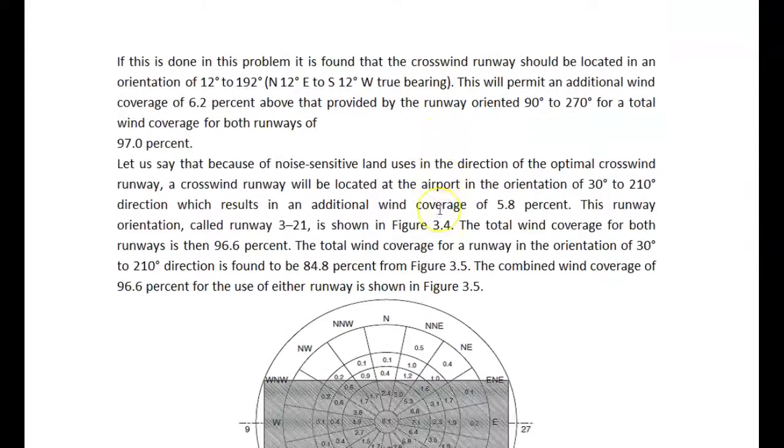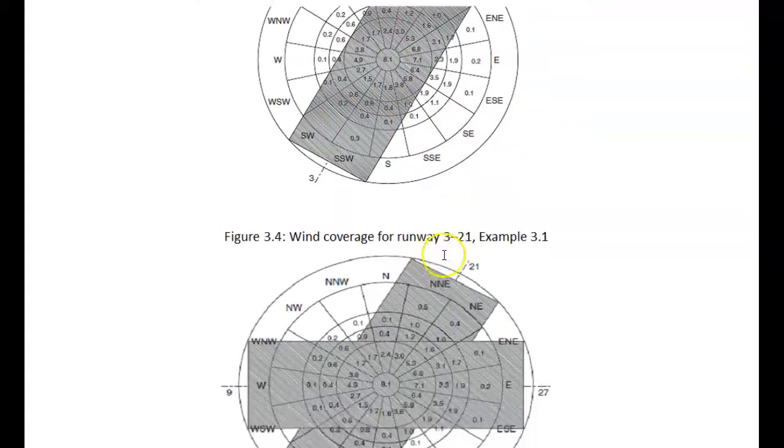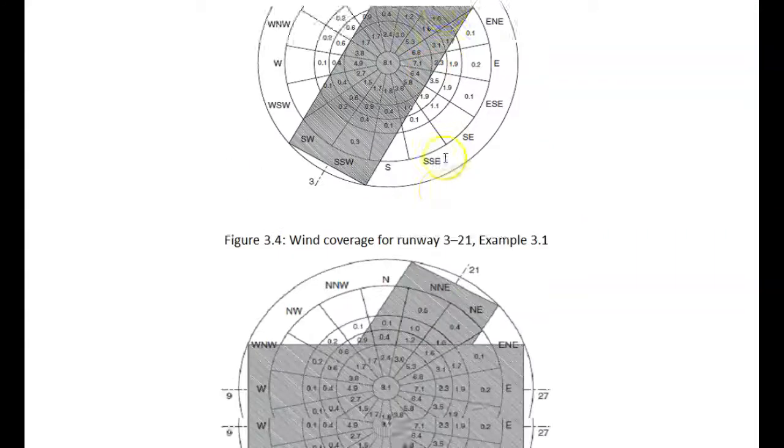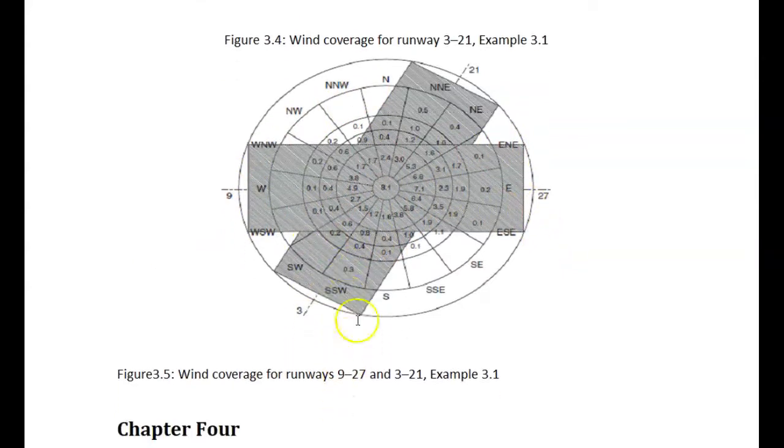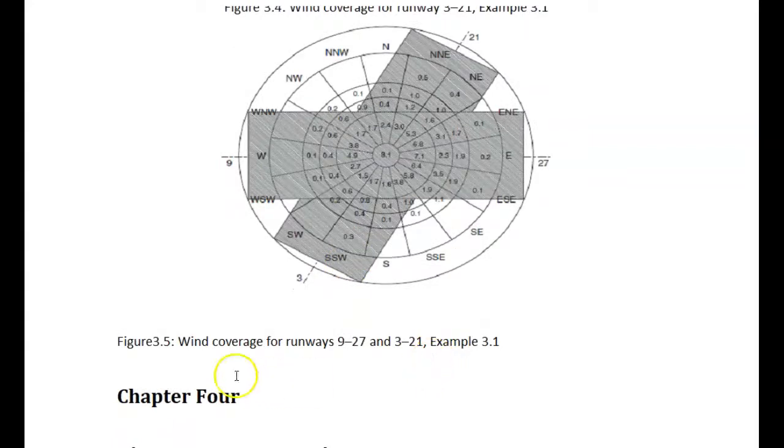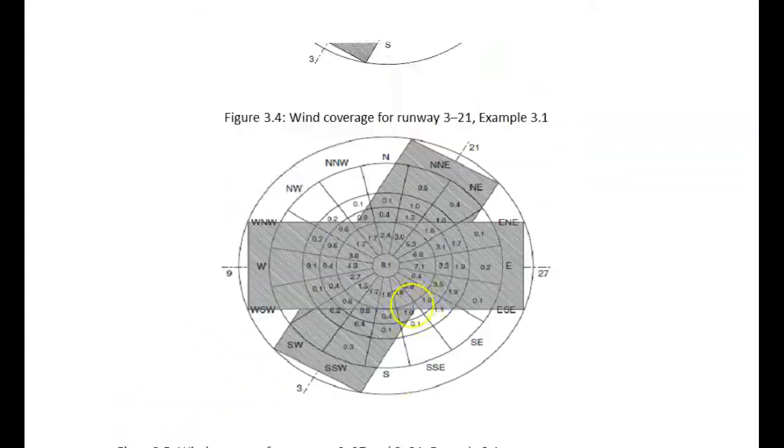So you can see we have been able to rotate this one also. You can see what we have here, and this is the wind coverage for the runway. From this one, we're able to have another maximum value, and we're able to use this to supplement what we have from the first one. That's why you can see we have two major runways here. This is the first runway and this is the second runway. The first one is 9-27, this one is 3-21. So these are the wind coverage for the two runways.